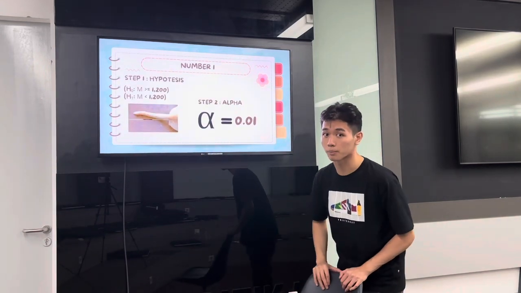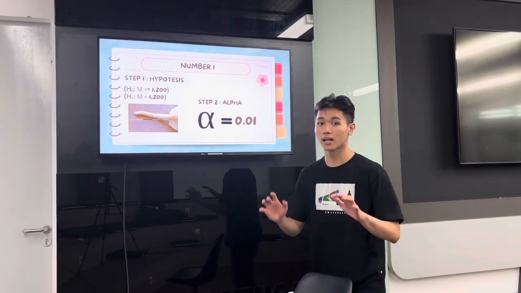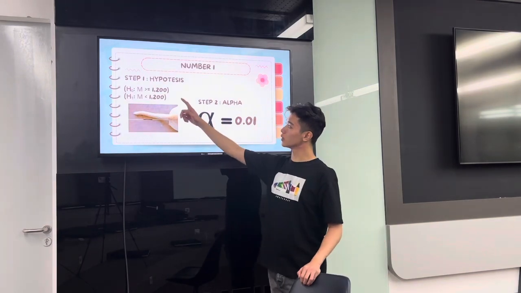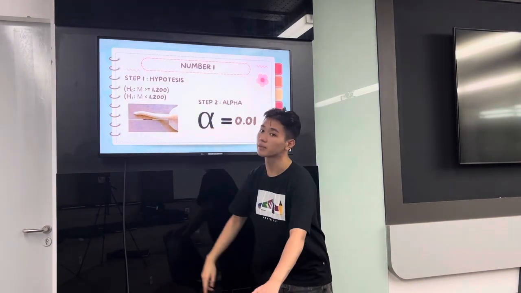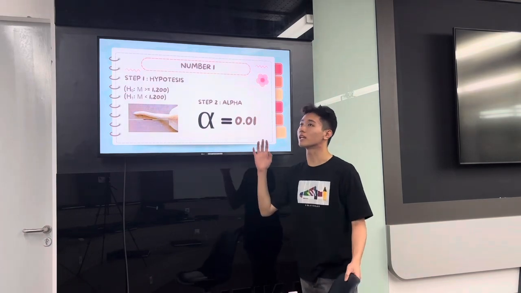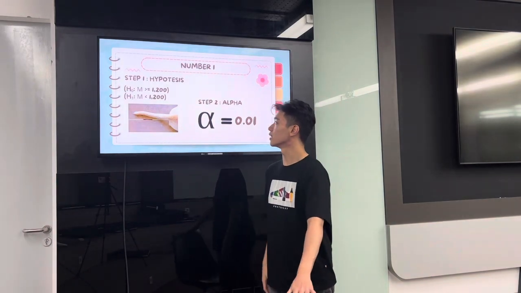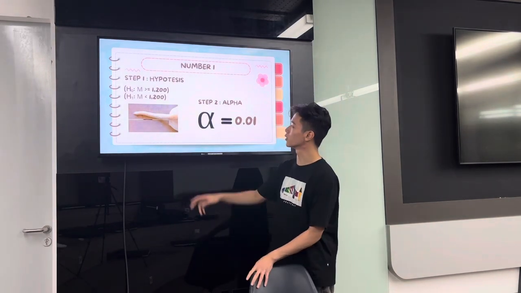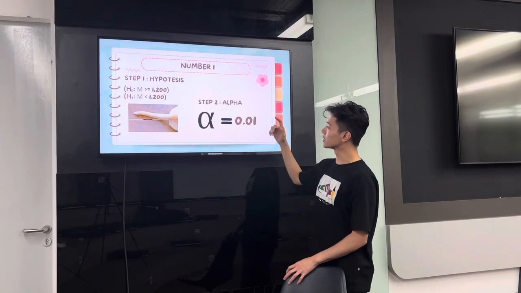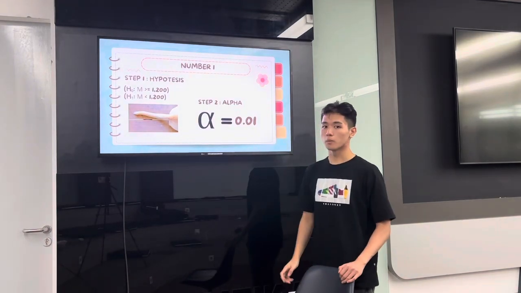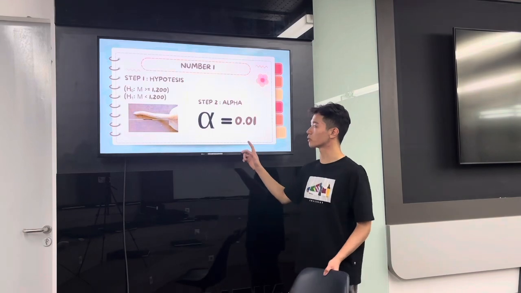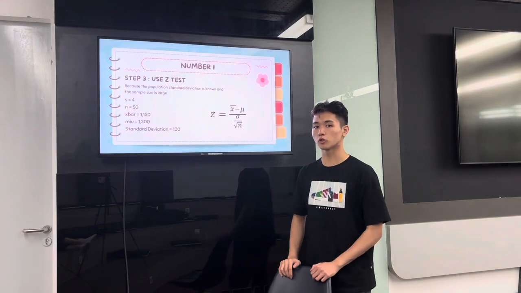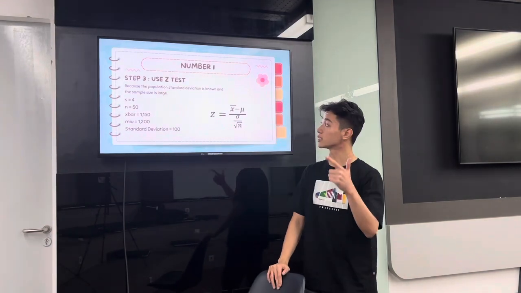Do you guys remember the first step out of the 6 hypothesis steps that Phil explained before? We need to state the hypothesis. The null hypothesis is mu greater than or equal to 1,200, while the alternate hypothesis is mu less than 1,200. This means that we're going to use 1 tail. The second step is the alpha. We can see that the alpha is 0.01 from the question. The third step is we need to choose between two options, z-test versus t-test.